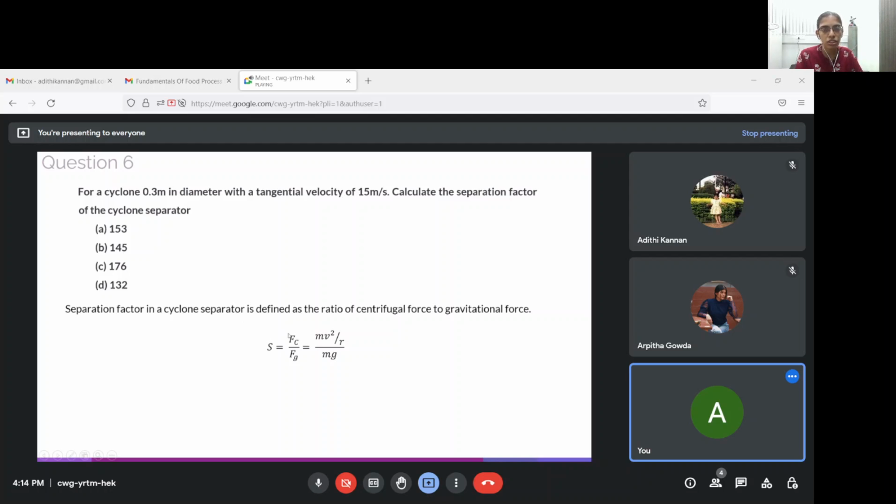As we discussed, centrifugal force is equal to mv squared by r, where v is the tangential velocity and r is the radius, and gravitational force, as we know, is equal to mg. So m gets cancelled, and your separation factor is equal to v squared by rg. For the given numerical, where the diameter is 0.3 meters and the tangential velocity is 15 meter per second, what is the separation factor that we get?